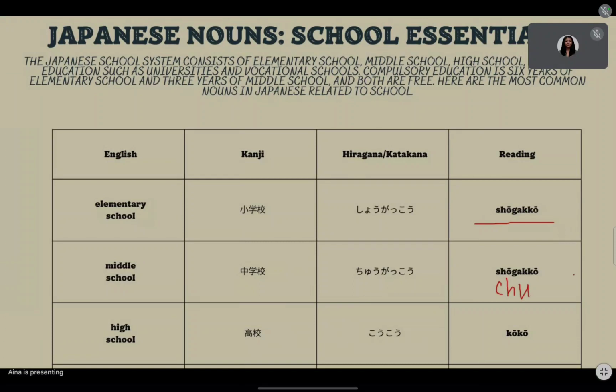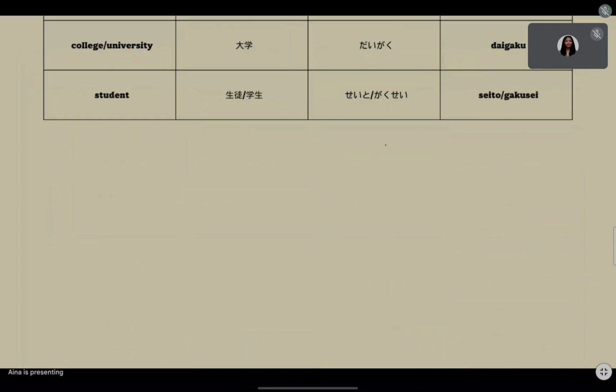I'm sorry guys, this is chugakko. Okay. And then we have high school, koko. Guys, eto ha, tingnan niyo yung hiragana, kou ang spelling niyan ha. And then be careful with the pronunciation. You can't say koko kapag sasabihin niyo ay high school kasi koko is here or dito. So it is koko, koko. Okay? And then we have the college or the university, daigaku. And then student is seito or gakusei, pero mas ginagamit natin si gakusei.